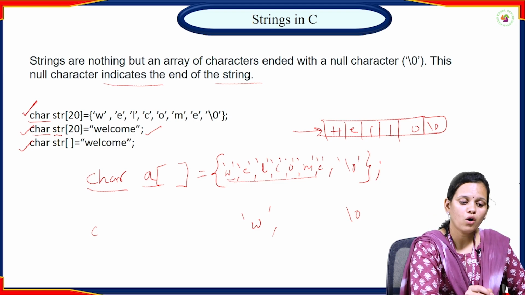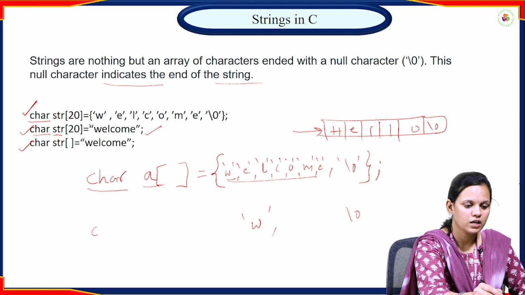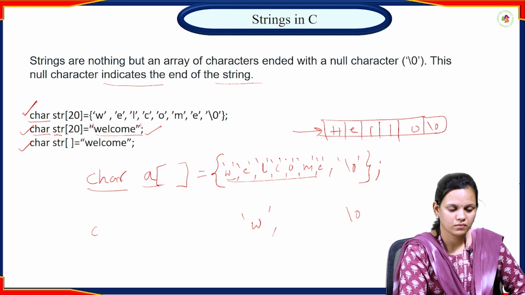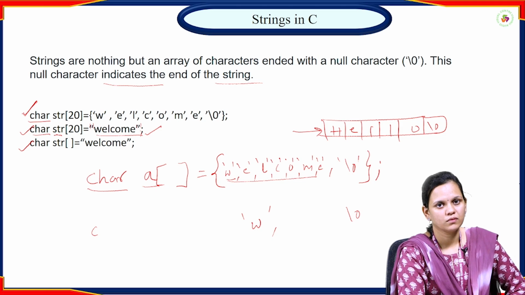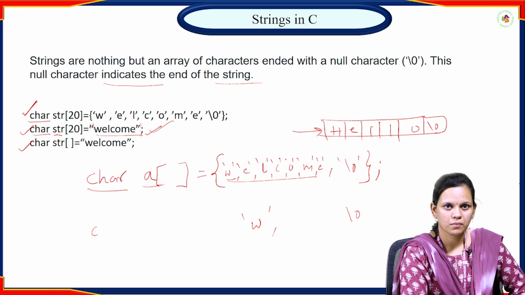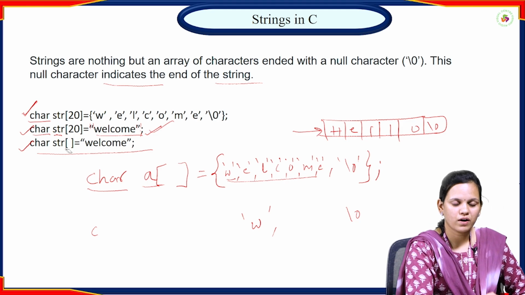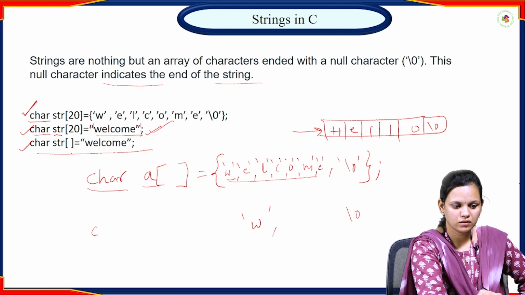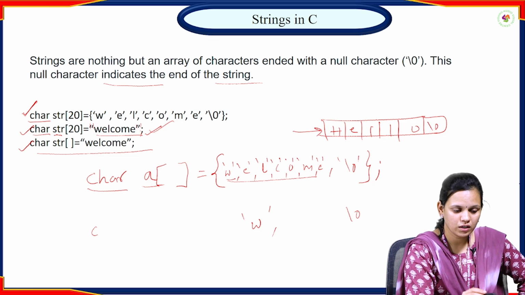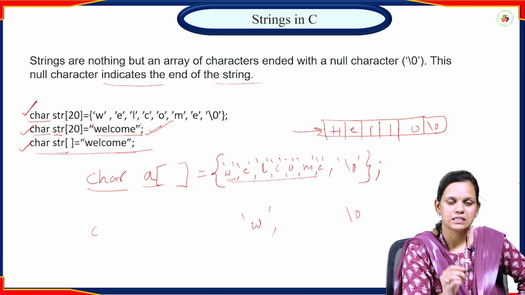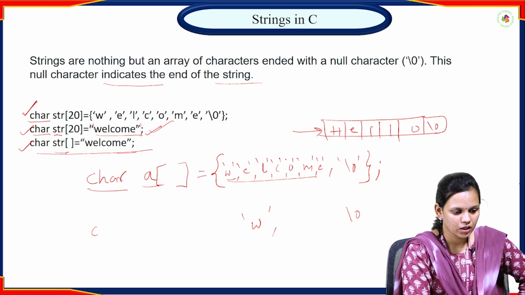So str of 20 is equal to, inside the double quotes you give the string, and then a semicolon. This is one of the ways. And this is also one of the ways. You may not specify the size, but this can be done when you do the declaration and initialization in one line, in a single line.